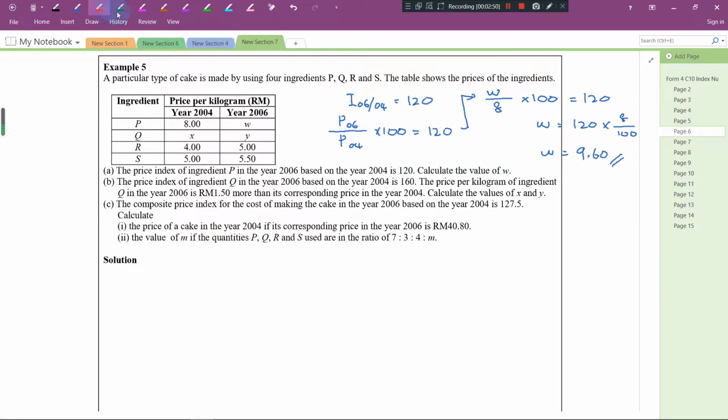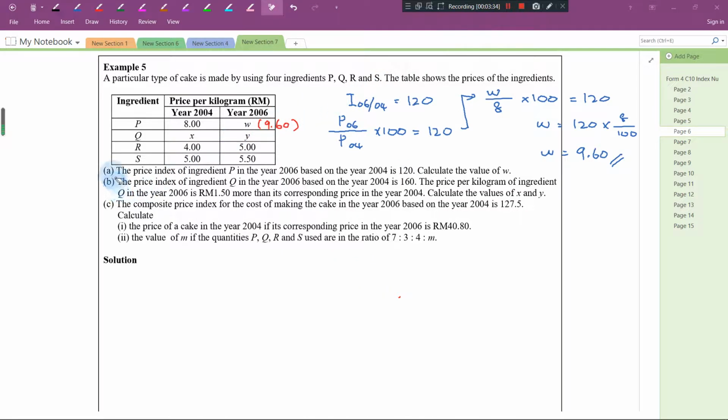If you don't want to do it this way, actually we have another method. What can we know from this 120? 120 means that the price of this ingredient actually increases 20% from the year 2004 to 2006, right? So we know that W is equal to 8 times 120% because it increases 20%, right? So we times 120 over 100. Okay, you get exactly the same answer, 9.6. Okay, this is another way to get the value of W.